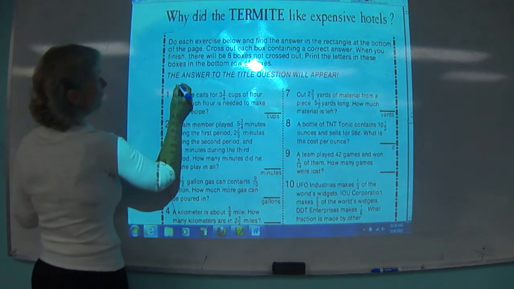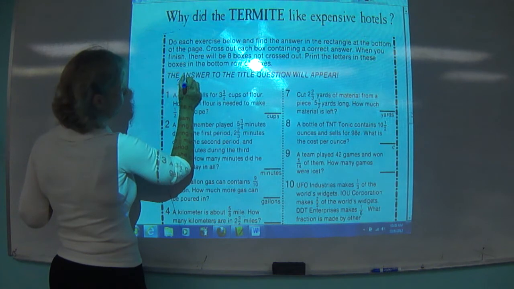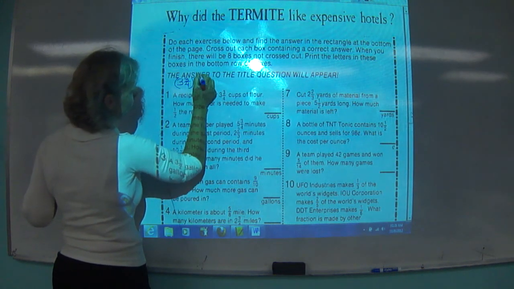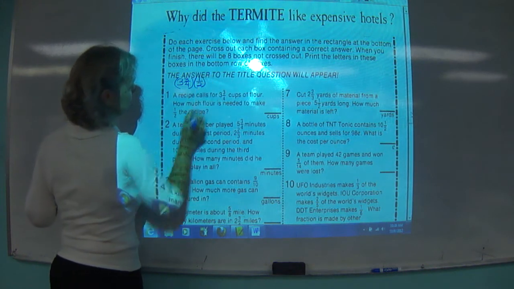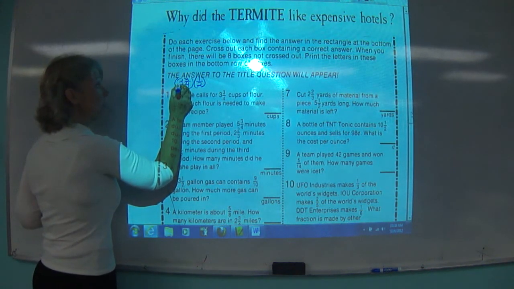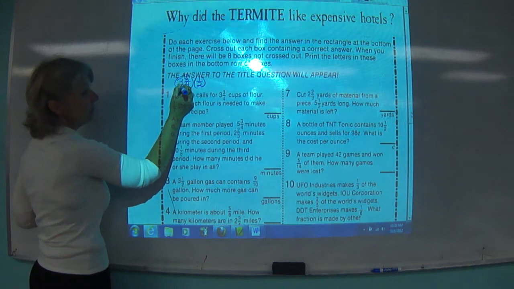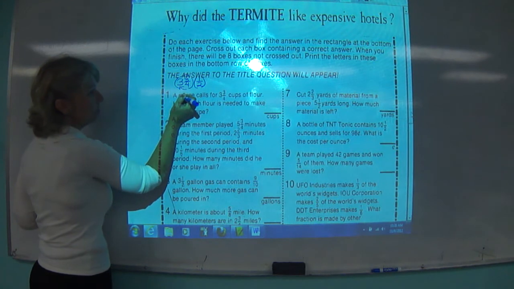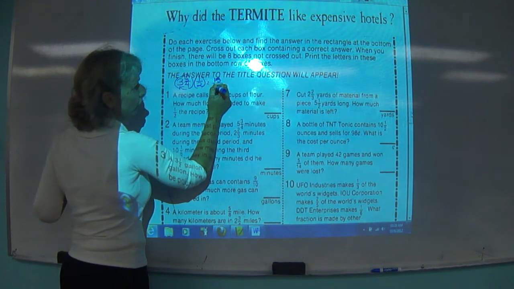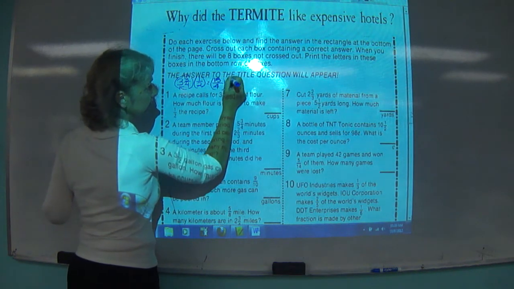So 3 3/4 times a half. What do you have to do first? You have to change the mixed number to an improper fraction. So 4 times 3 is 12 plus 3 more is 15, so that equals 15 fourths, and you need half of that.